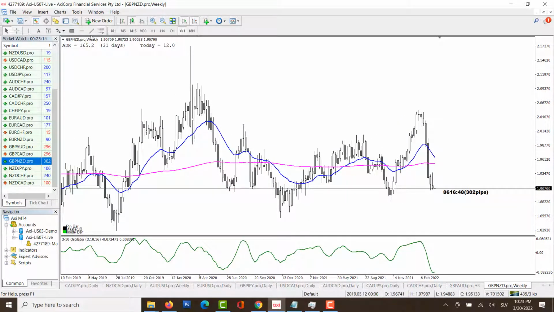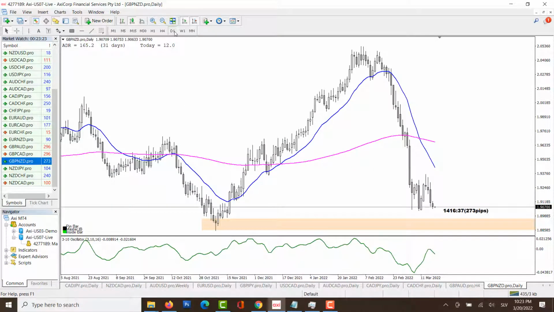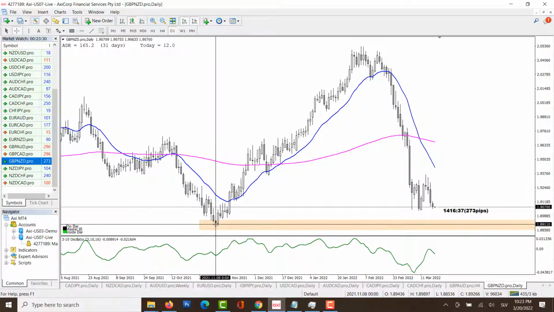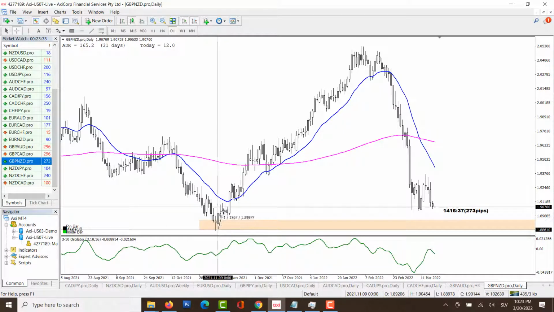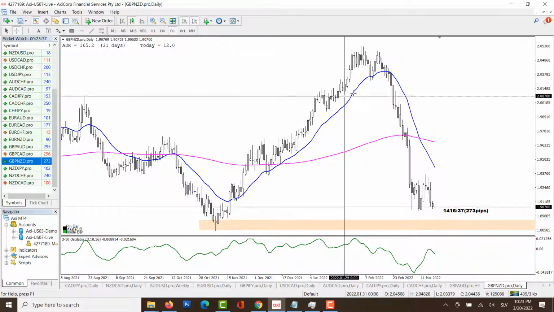Pound New Zealand. We've got a very precise and very tight weekly zone, which is very fortunate. Let's go on a daily to see how it looks. This is a very strong recent price action. It's very quick. Price returned quickly within like 2-3 candles. It reversed for like 1,600 pips. This is a good sign.